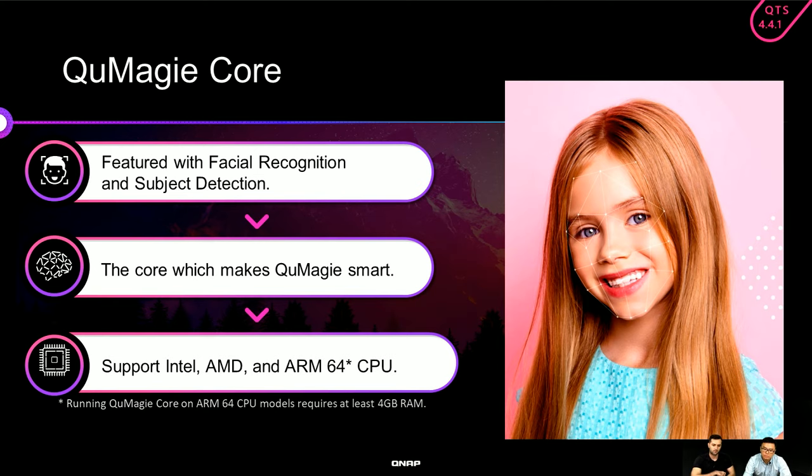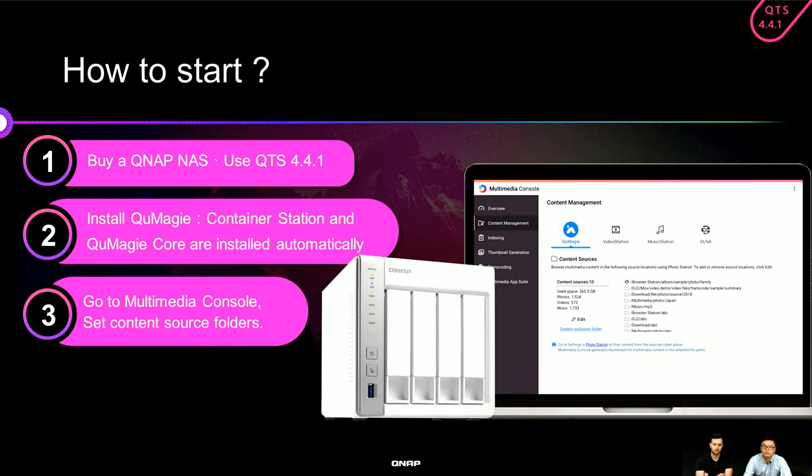So how do you start to use QMagic and QMagic Core? The first step is you have to buy a QNAP NAS, that's for sure. And you have to upgrade to QTS 4.4.1, which we just beta released a couple of days ago.